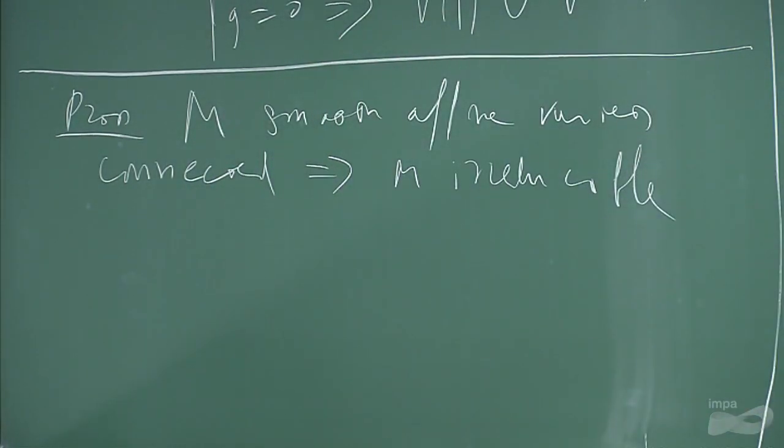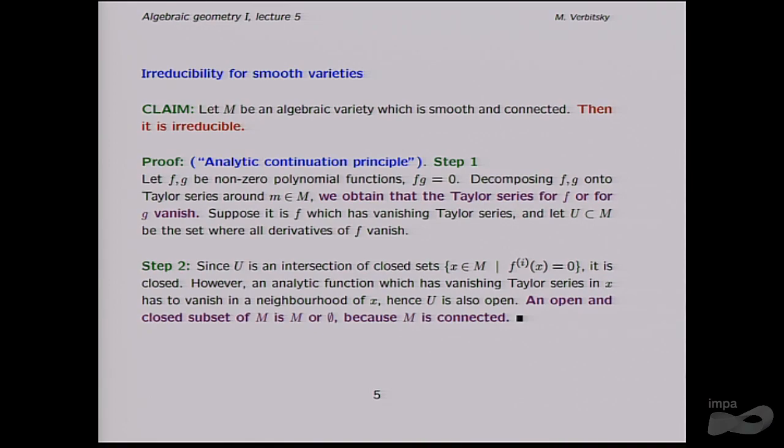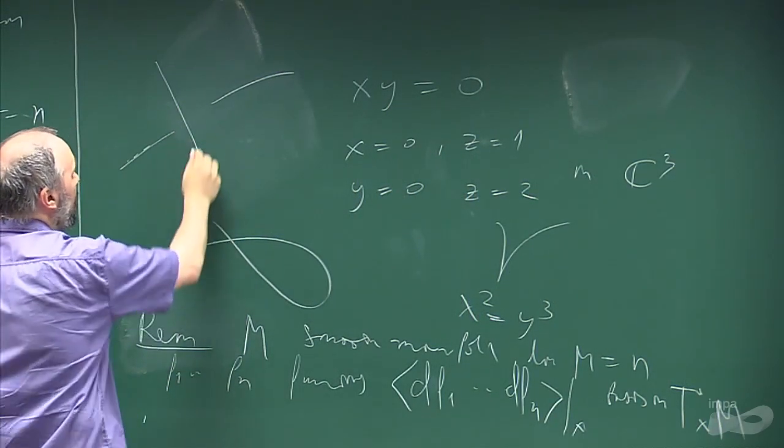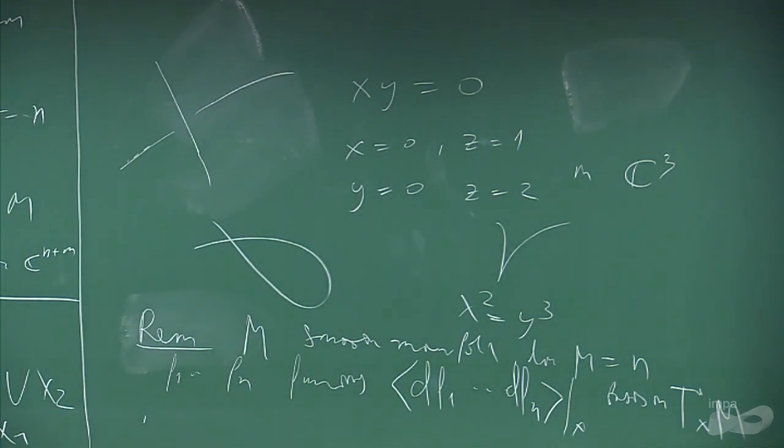Without connectedness, you can easily find reducible smooth varieties. For instance, you can take a union of two lines: x equals 0, z equals 1, and y equals 0, z equals 2. This would give you a set in C^3. This is a union of two algebraic varieties, so it has to be algebraic. On the other hand, it's two lines which don't intersect. So this is a smooth, non-irreducible variety.